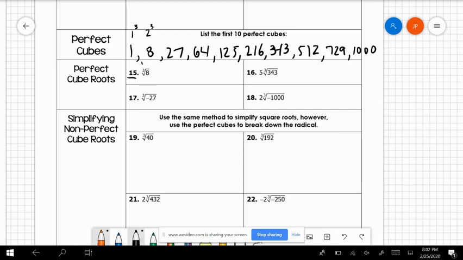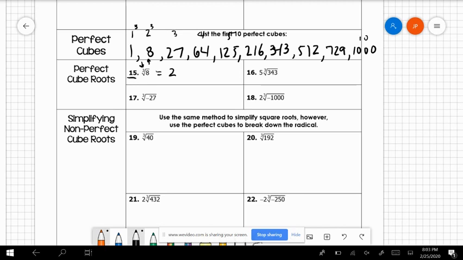Notice now, because we said that little number right there, the index, if it's blank, we're just assuming we're taking the square root. But now we've got a 3 there, so I know I'm taking the cube root. So I'm looking for a number that I multiply by itself 3 times to get 8. Which, if we look up here, remember these all line up with my 1 through 10. The cube root of 8 is 2.